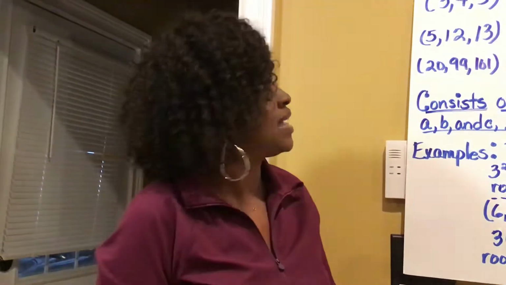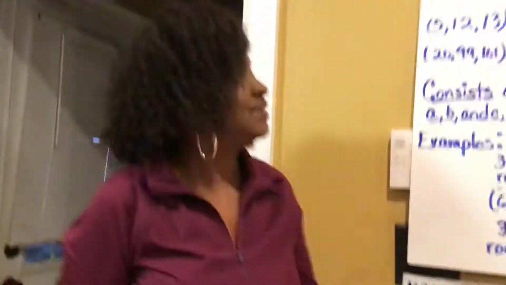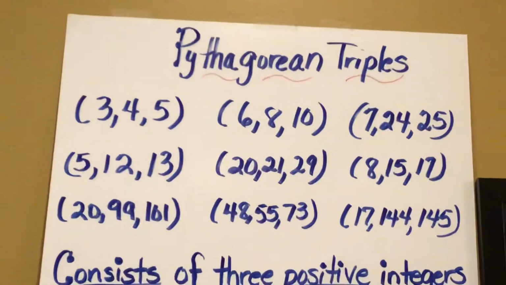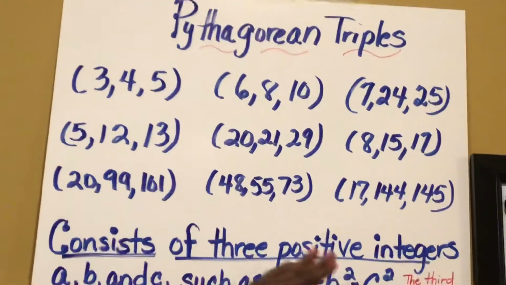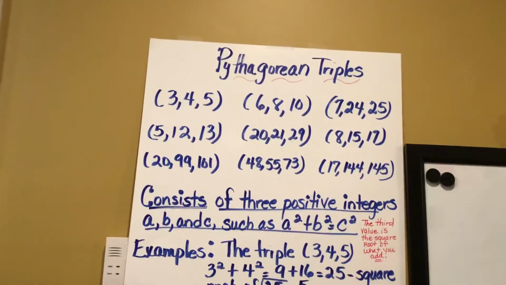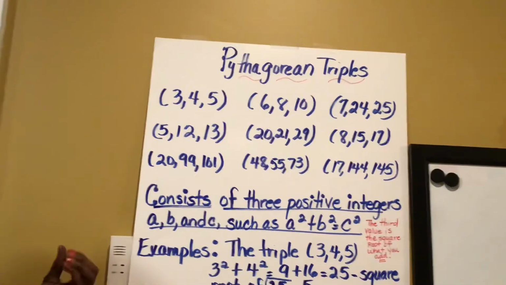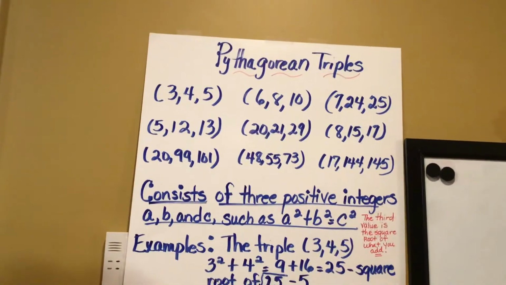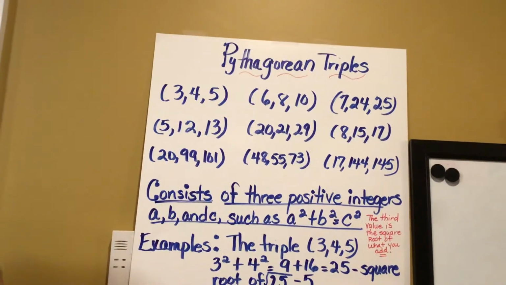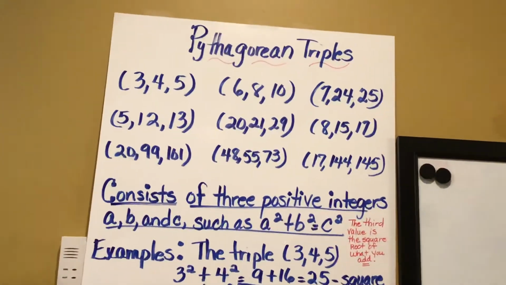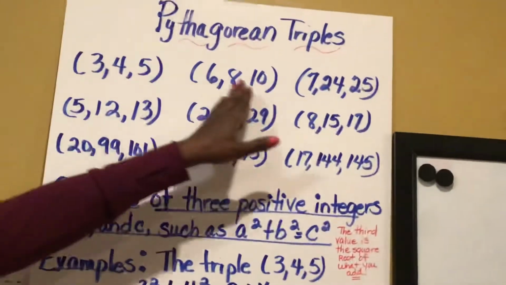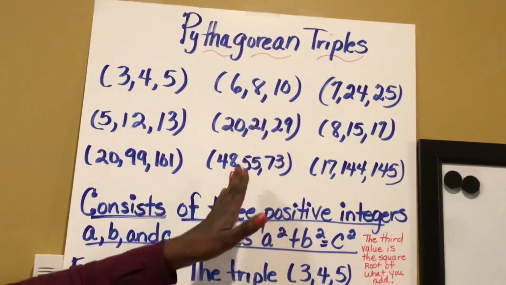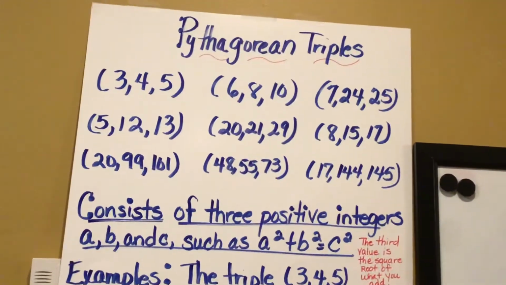Today we're going to be discussing Pythagorean triples. Triples are interesting because they consist of three positive integers. These are integers, and it still uses the same formula of the Pythagorean theorem. Now, we said that the Pythagorean theorem is a squared plus b squared equals c squared. So, these are already preset for you. If you were to learn and memorize these, it would make finding the Pythagorean theorem easier.